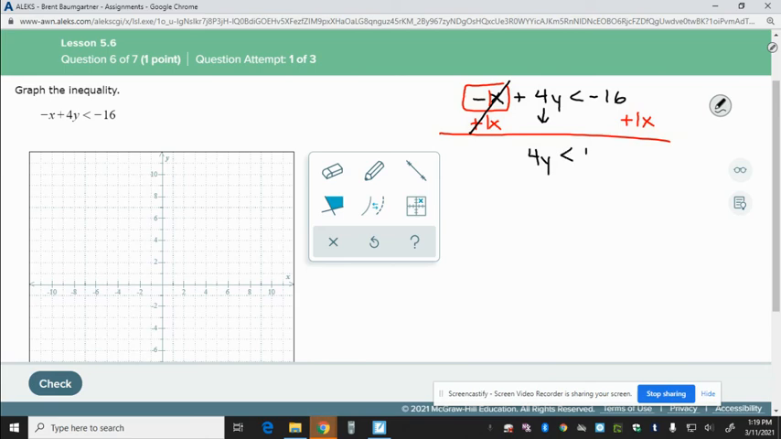Remember to write that 1x first. Remember what to do next. That 4 needs to go by division. Final step. Let's divide. Let's see. You got y is less than 1/4 x. There's my slope. Minus 4.